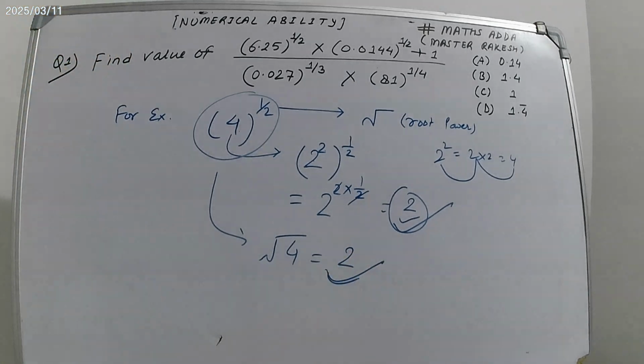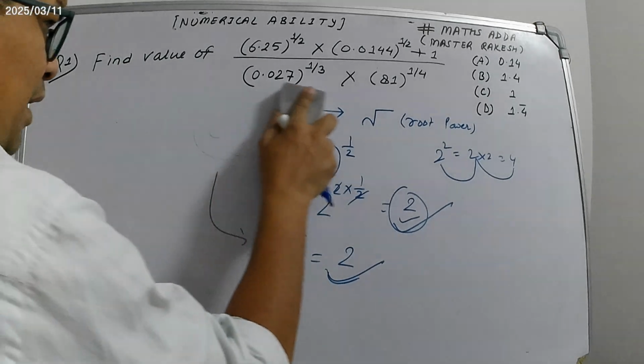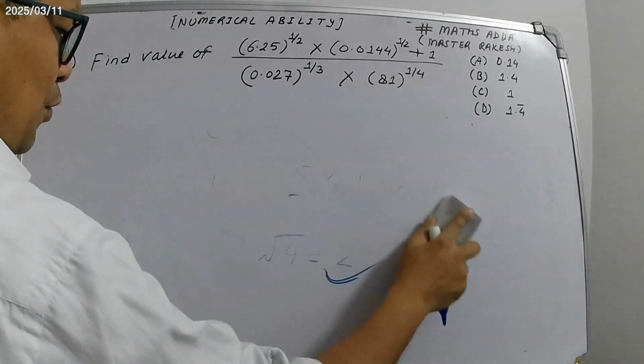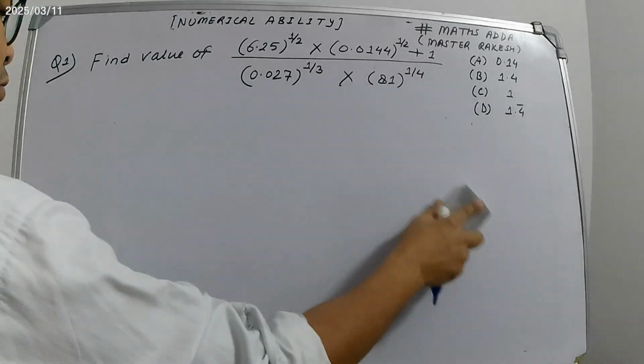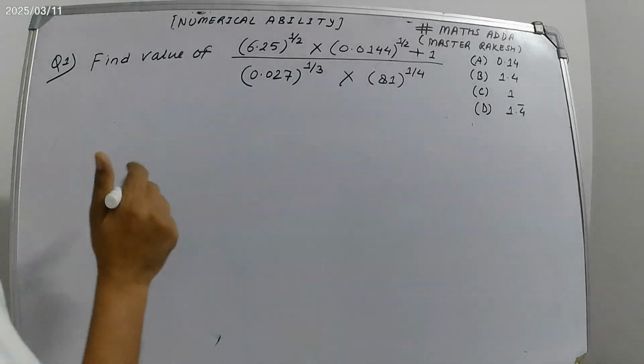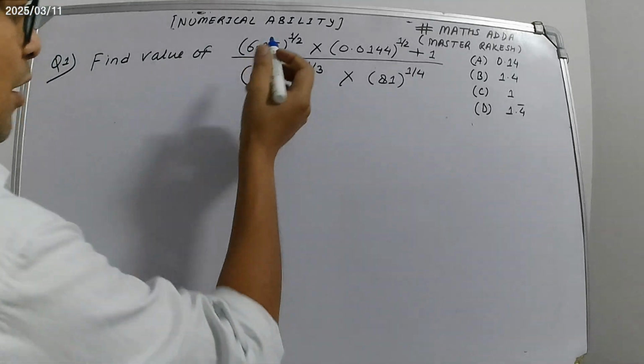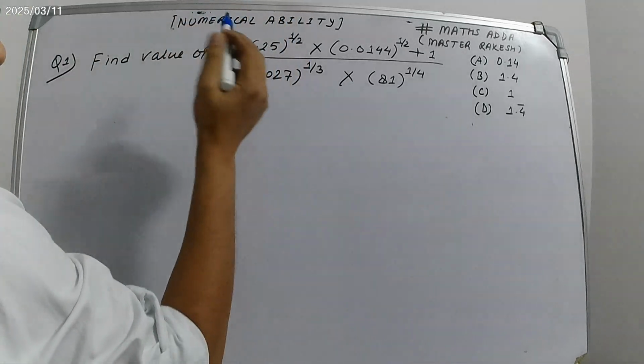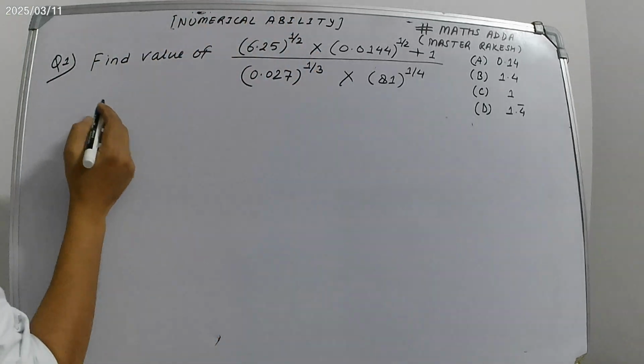So these are the basics. The basics have to be clear first. Now the basic is clear: 1 by 2 power means under root. If the basics are clear, you must be knowing the laws of exponents and powers. So what can we write?